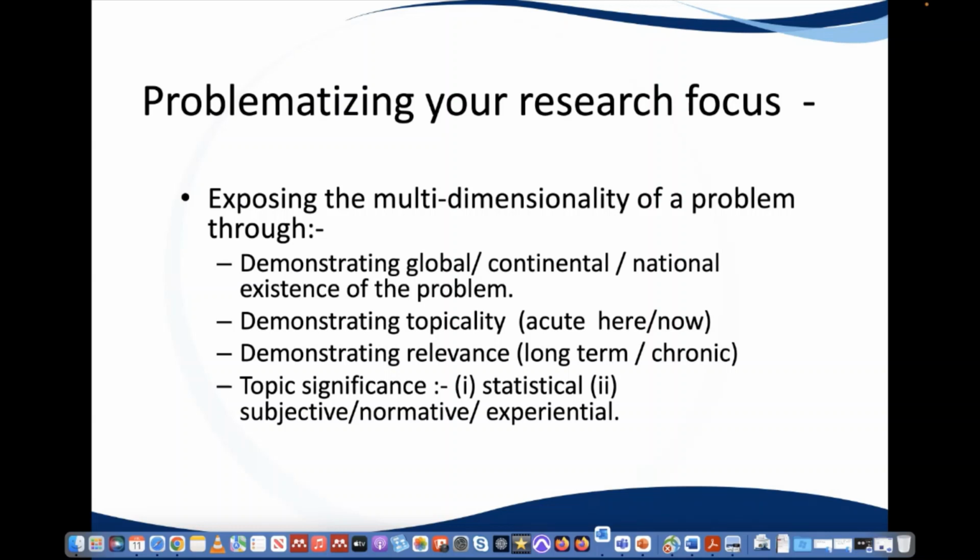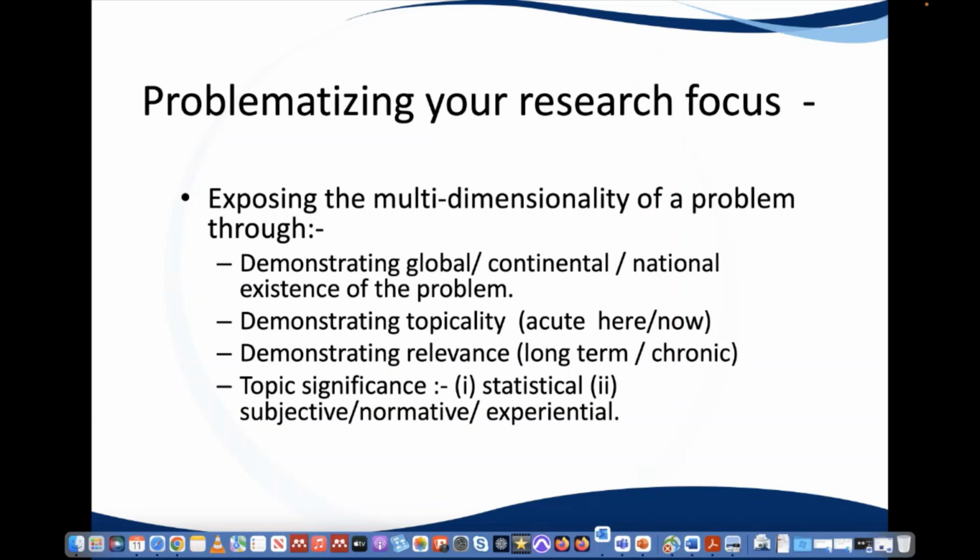If your research focus can show more than one of these, so it exists all over the world, it's topical, and then it's also been driving the world crazy for years, so it marks green on 3 accounts, then you've got an even much more compelling problem for you to deal with.